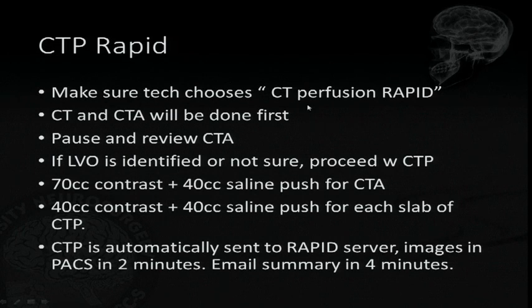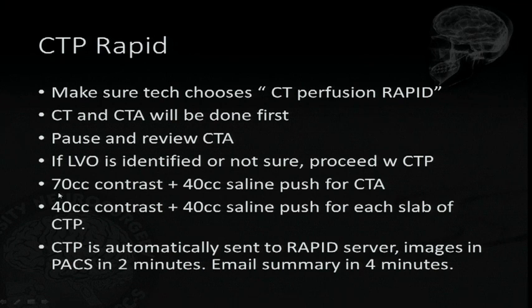All right. For some reason, there's a lot of CT head perfusion options in the CT there, and a lot of pre-programmed scans. They have to choose CT perfusion RAPID. There are like 3 of them, and one of them says CT perfusion RAPID. That's the right one. Okay. You do your CT and your CTA first. You pause and review the CTA. If you identify that LVO, or you're not sure, then you just proceed with the CT perfusion.